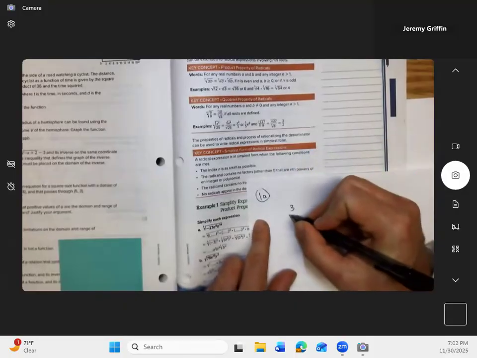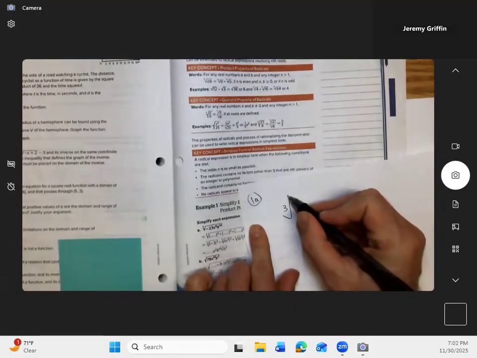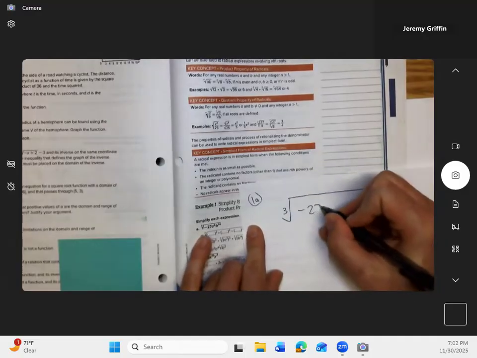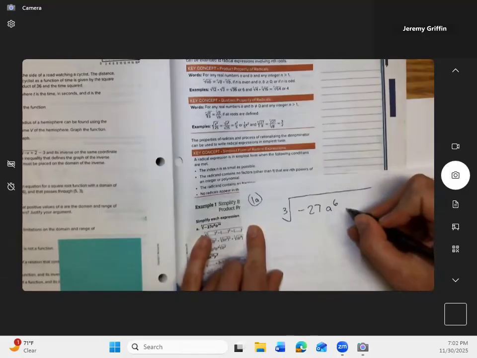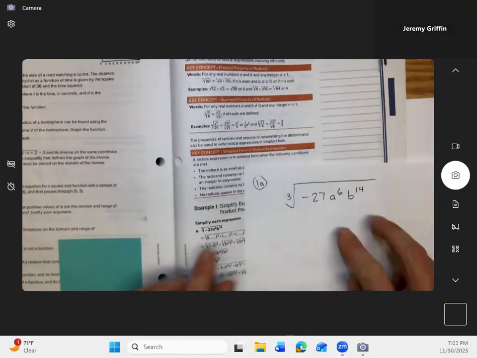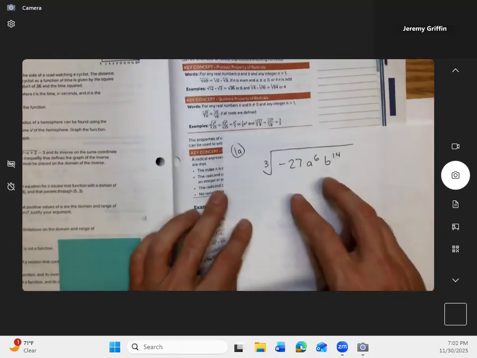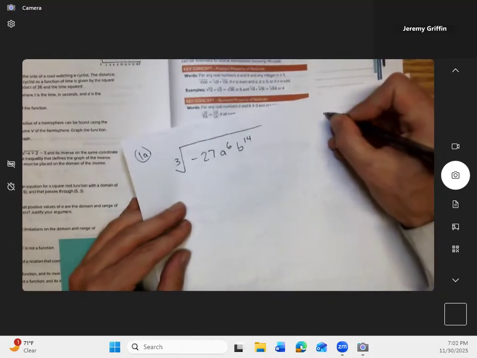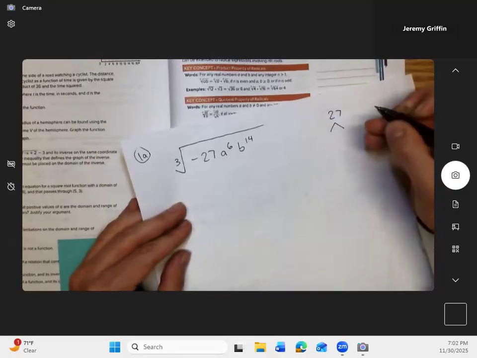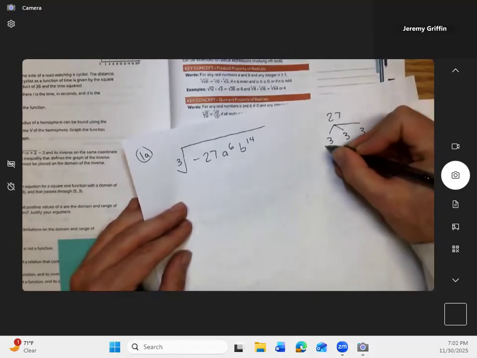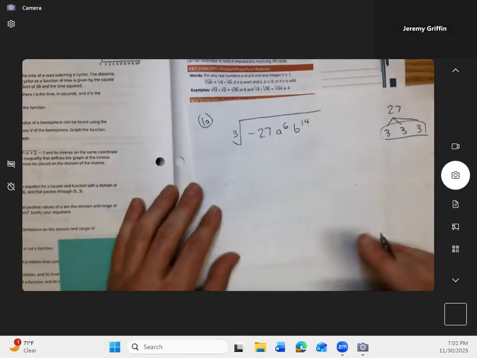I got a cube root, and a lot of times I'll write this as a power of 1/3. You guys know that? Okay. Got negative 27, a to the 6, b to the 14. Well, with square roots, we're looking for pairs of numbers multiplied together we could pull out. With cube root, we're looking for triplets of numbers. Like, what does 27 break down to? You could say 3 times 9, or I'll just cut straight to it: 3 times 3 times 3. Isn't that 27? Okay, so I could write it that way.